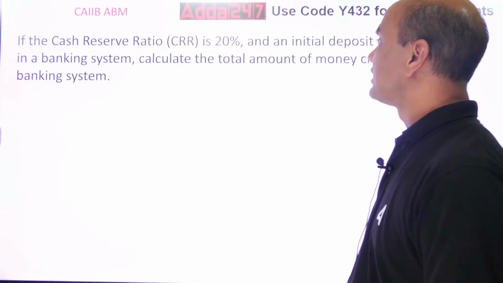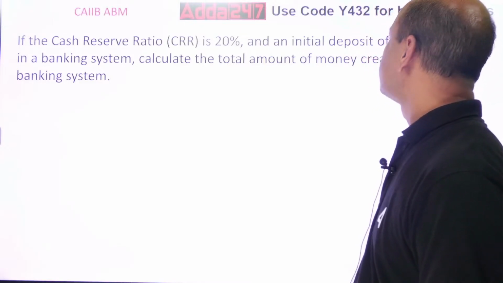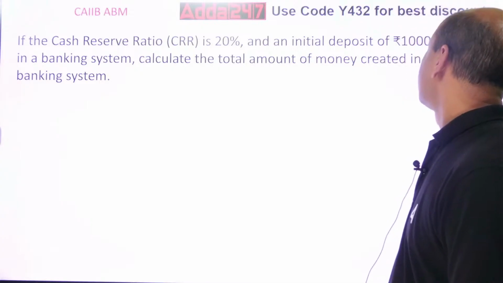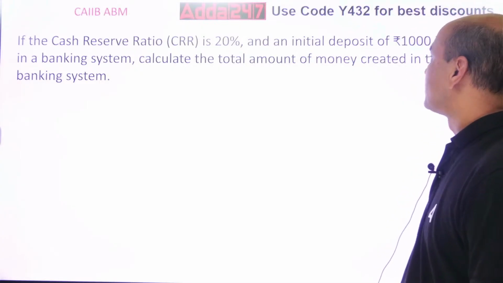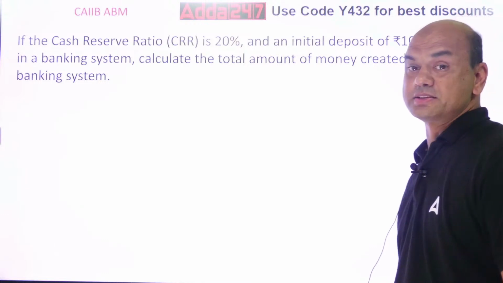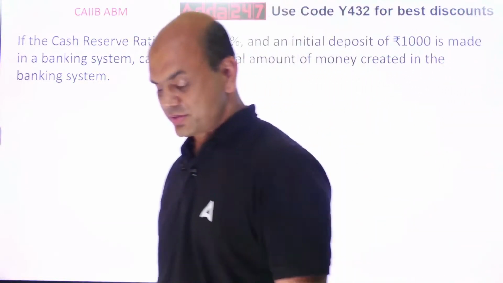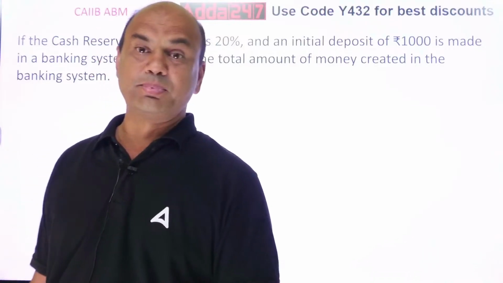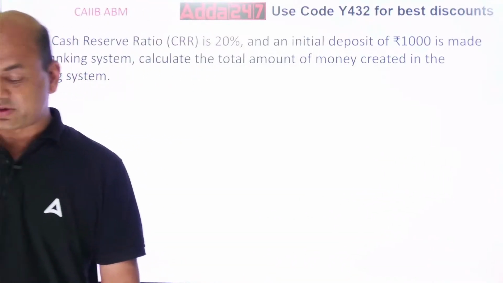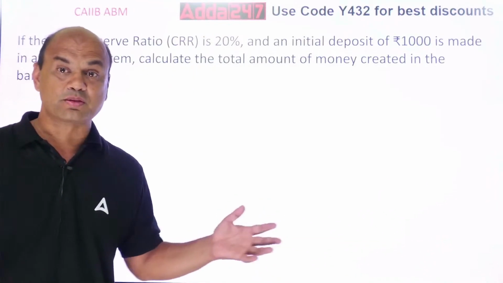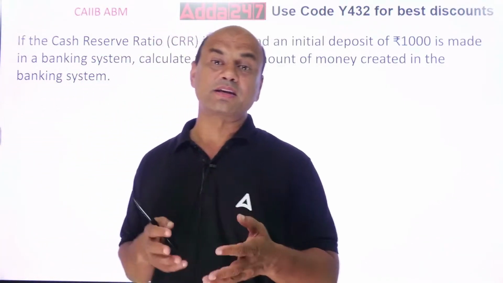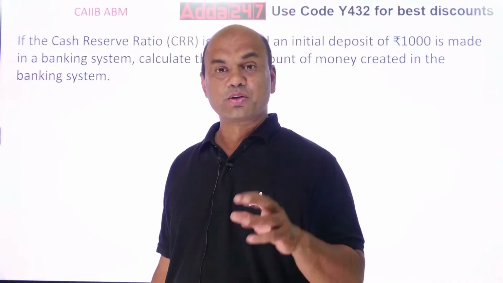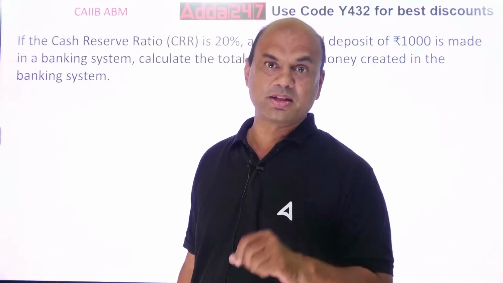If a CRR is 20% and an initial deposit of 1,000 is made in the banking system, calculate the total amount of money created in the banking system. It is so basic, but it is so difficult. You have to calculate the amount of money created using the CRR system. Do you know the meaning of this? See, what do you mean by this?